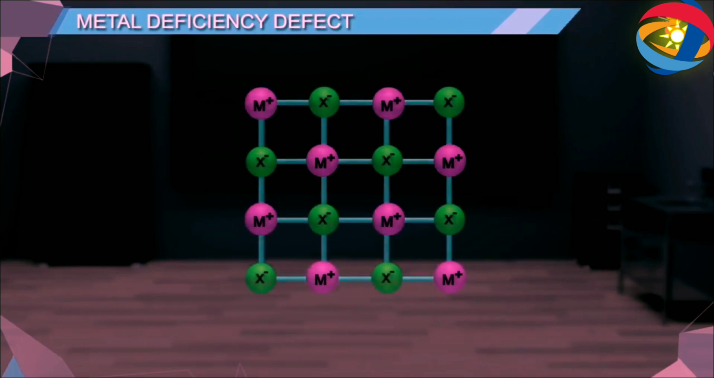Metal deficiency defect. This kind of defect is created when a metal ion goes missing from its original lattice site. To maintain charge neutrality, the same metal ion having higher positive charge is added to occupy the vacancies created in the crystal. As this metal ion has higher positive charge, it will occupy only some of the sites to balance the overall charge, and other sites will be left vacant.